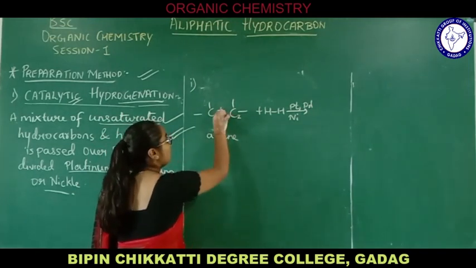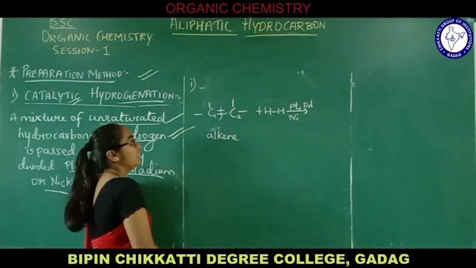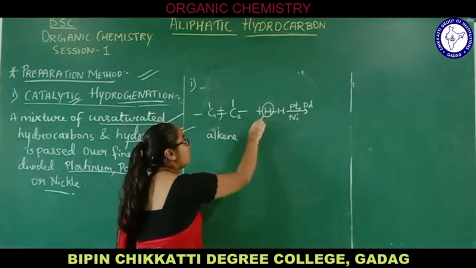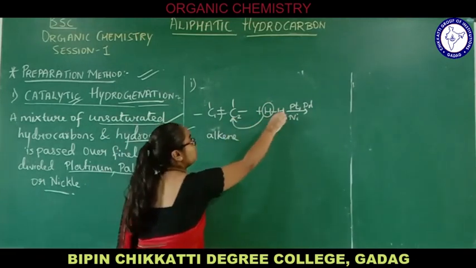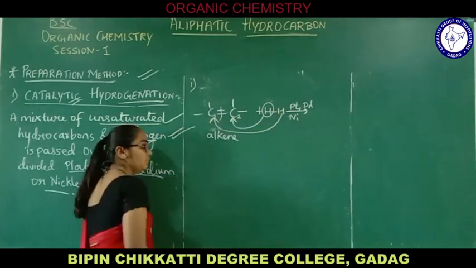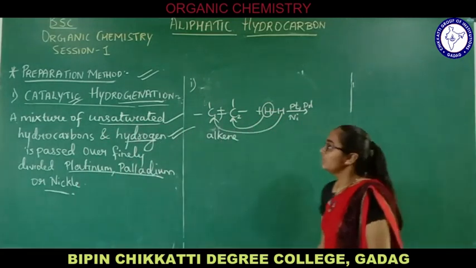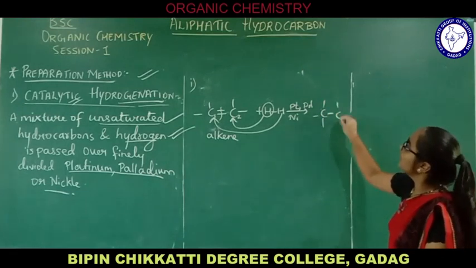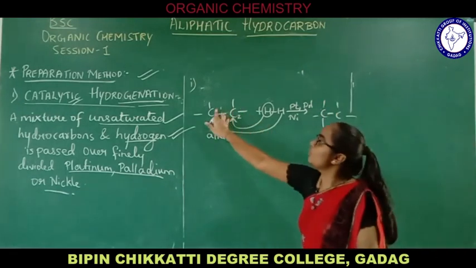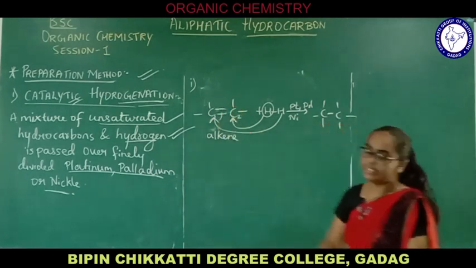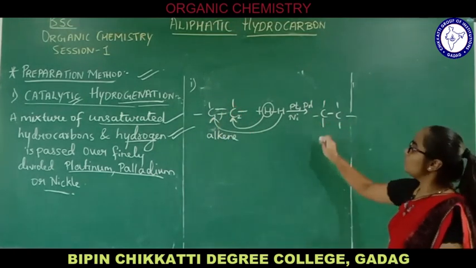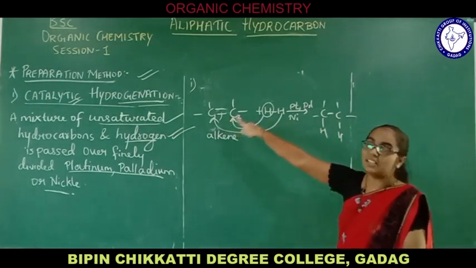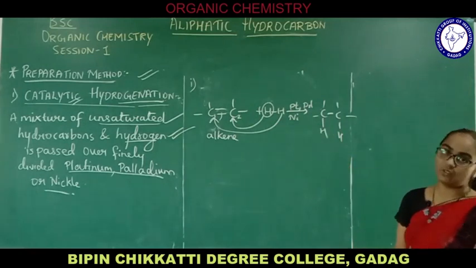Now this bond is going to break. The bond breaking will take place in such a way that the hydrogen atom will approach the individual carbon atom after the bond is broken, and thereby you are going to get a single bond between the carbons, right? So one bond will break to form a single carbon bond. So this is how an unsaturated hydrocarbon is converted into a saturated hydrocarbon.